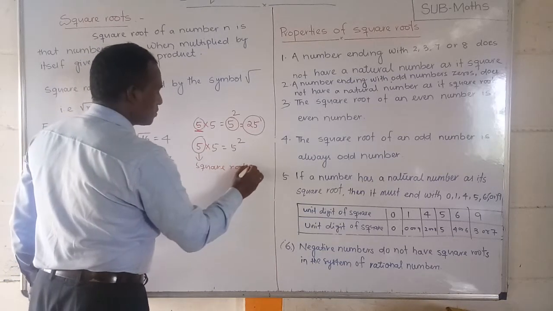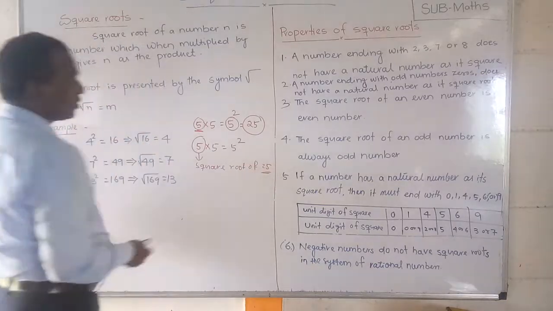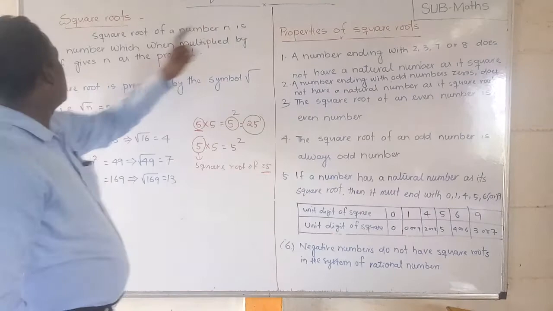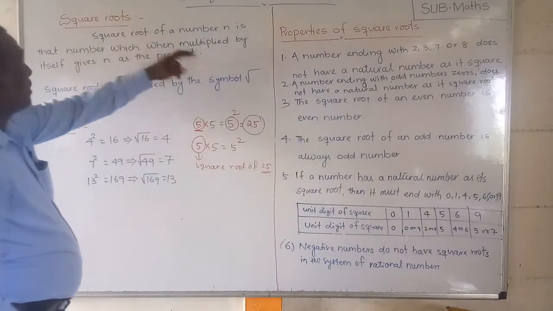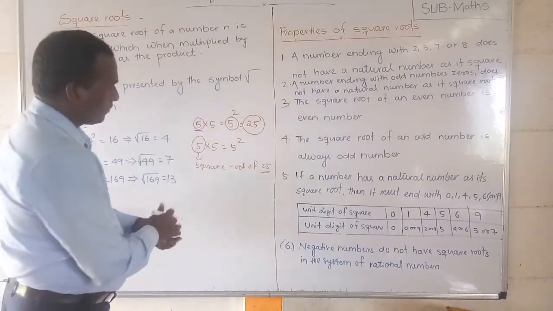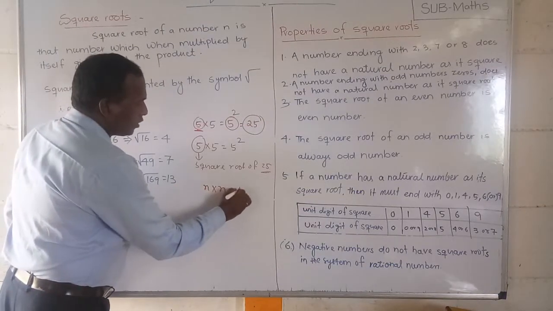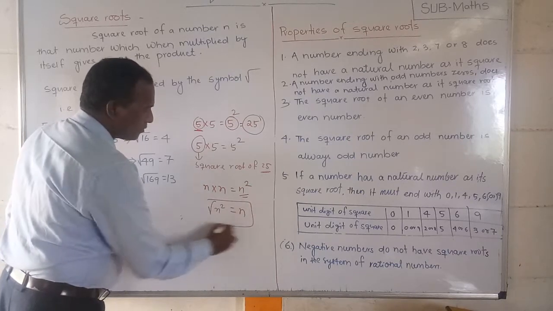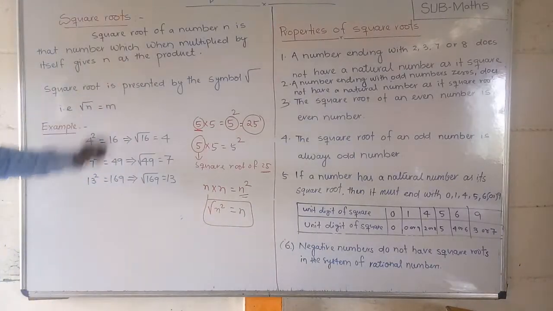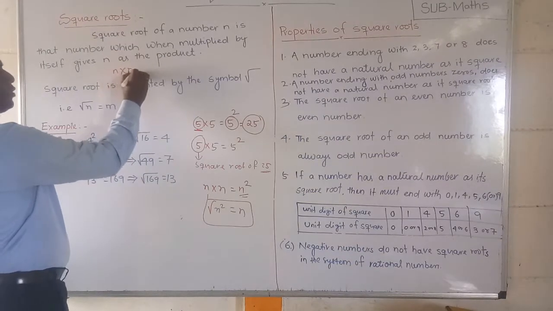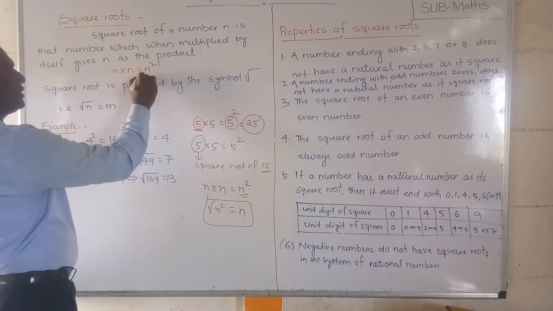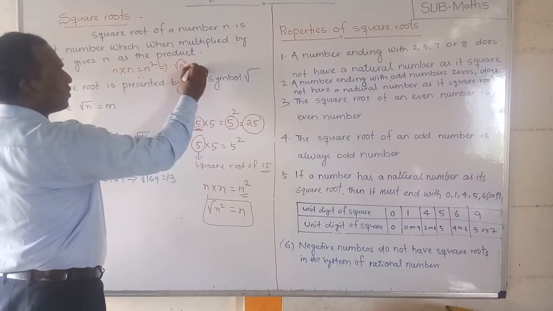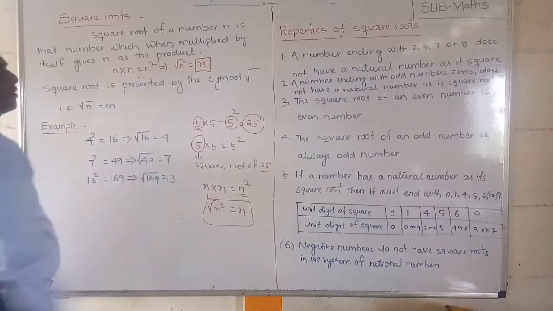Square root of 25. Which number are we multiplying to get the product? A number n is that number which, when multiplied by itself, that means n into n, is equal to n square. So root over n square is equal to n. Root over n square, that means n into n is equal to n square, which implies the square root of n square is equal to n. So this is called the square root.